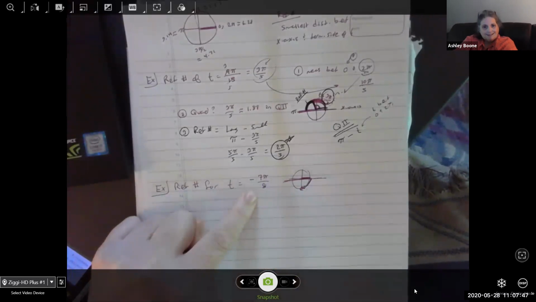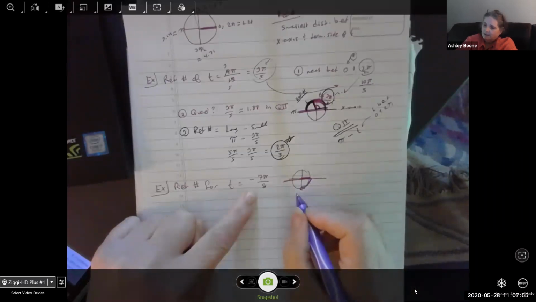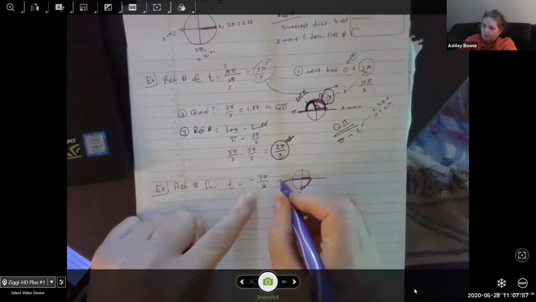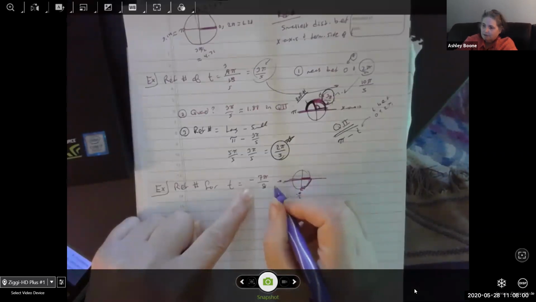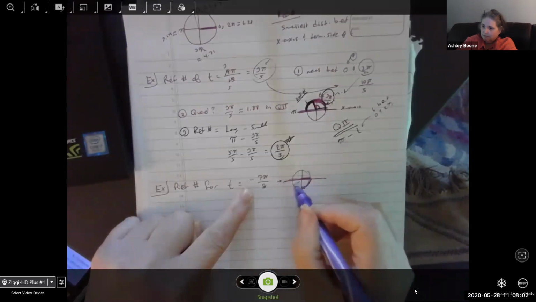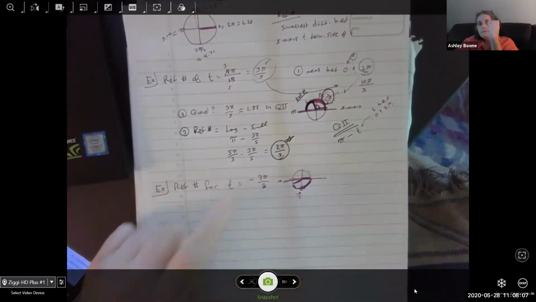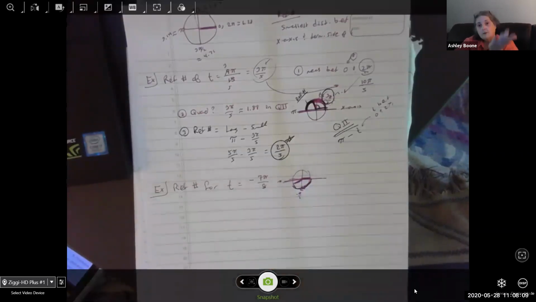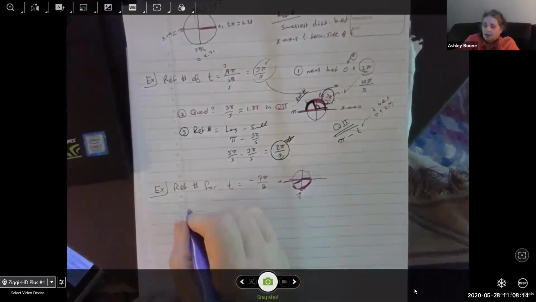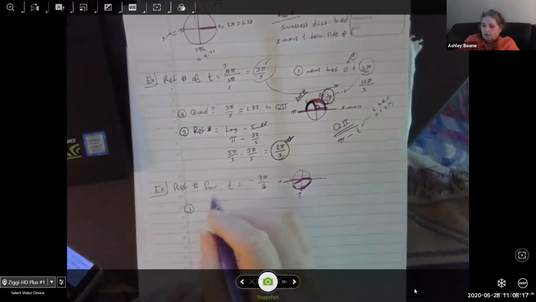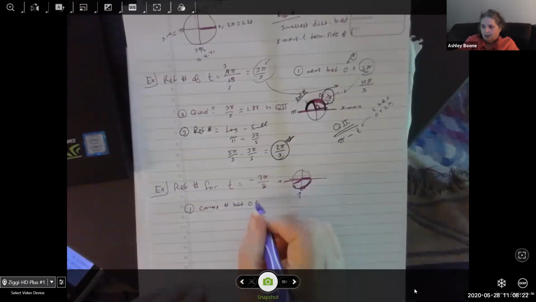Well, think about this. Our first step, we want a measure between 0 and 2 pi. Now, I can look at this. This will be negative pi over 2. This will be negative pi, that's negative 8 pi over 8. It's down here somewhere, okay? There's our negative 7 pi over 8. But in order to find reference numbers, first step, we need to know the corresponding number that's between 0 and 2 pi.